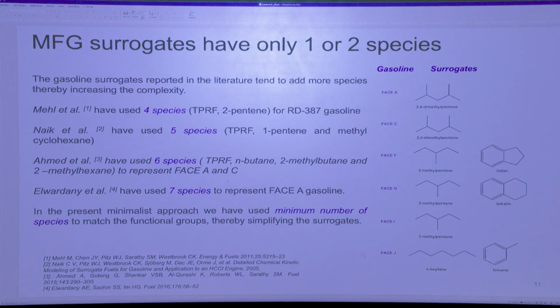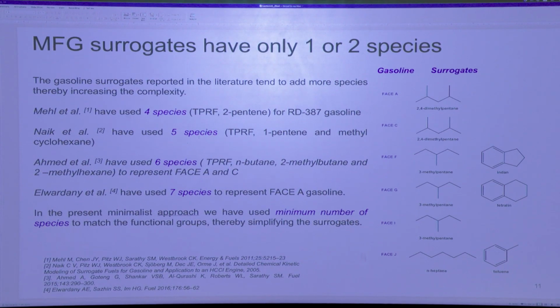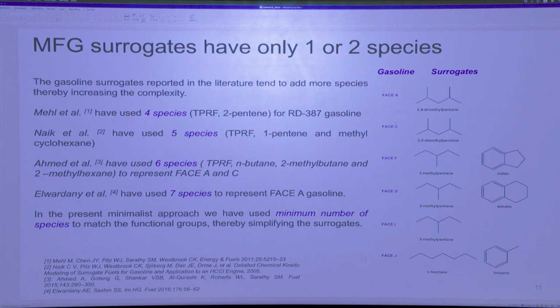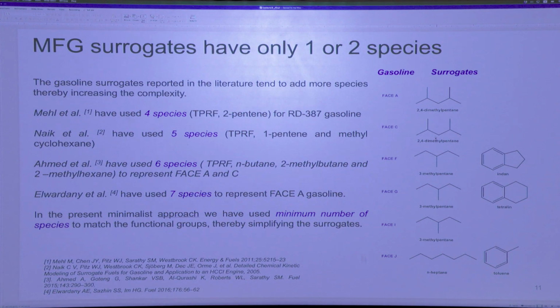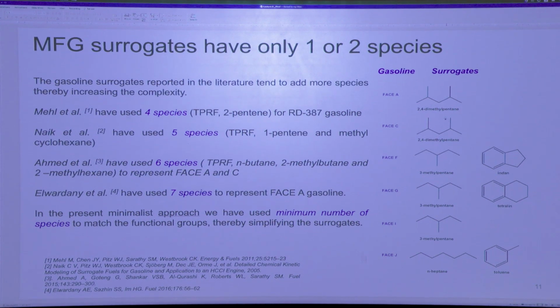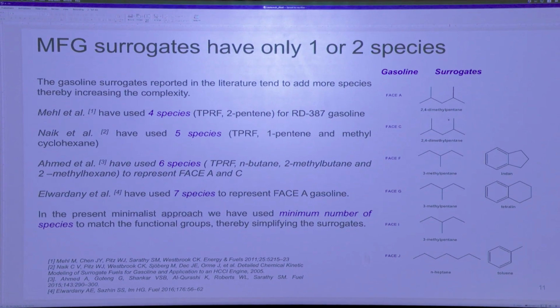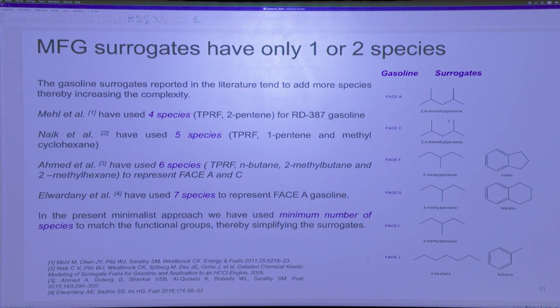So in our approach, we say we don't want to add species to make the surrogate. We want to remove species. We want 1 component or 1 species or 2 species at most to match the overall functional group distribution. And we found that, okay, for this fuel, phase A and phase C actually have very similar functional group distribution within like 5% of each other. And this one molecule, 2,4-dimethylpentane, approximates very well the different functional groups in these linear alkanes.